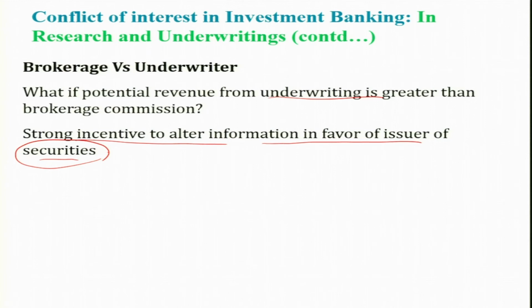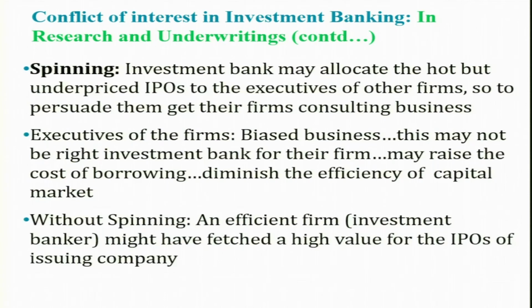In order to get the research business or the underwriting business, sometimes these firms engage in other malpractices, for example spinning. Spinning means an investment bank may allocate hot but underpriced IPOs to the executives of other firms to persuade them to give their firm's consulting business. When underwriting an IPO for a new firm, they will give some of these newly issued shares to the executives of the other firms.